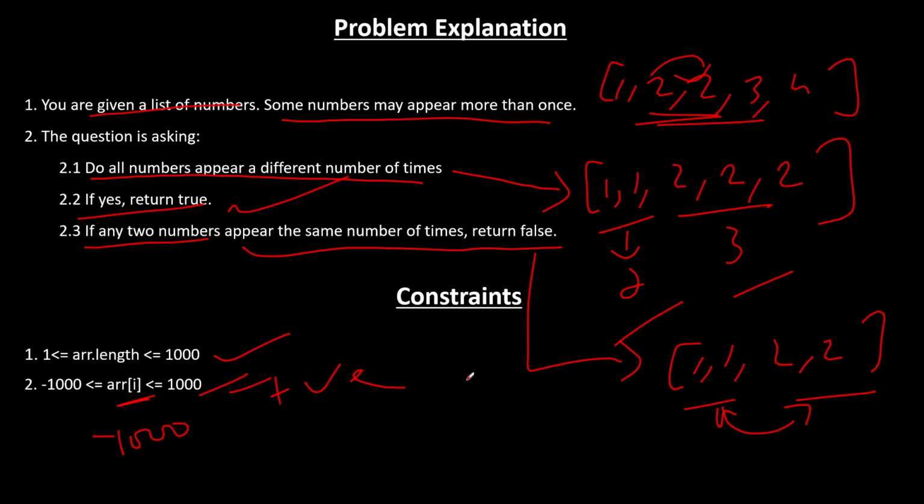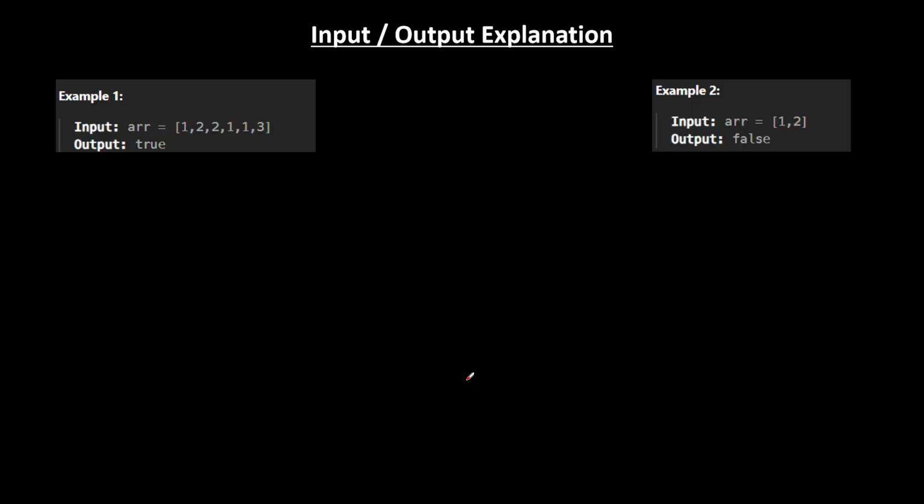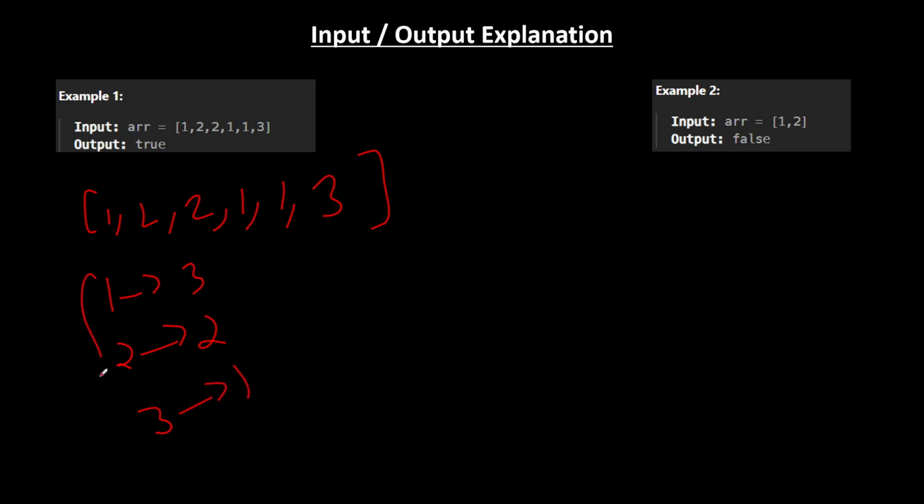I hope you understood the problem explanation and constraints. Now let's move to the next slide and understand the input and output of the problem. Here you can see 1, 2, 2, 1, 1, 3. One appears three times, two appears two times, and three appears one time. All the counts of each digit are different. Therefore, the output is true.